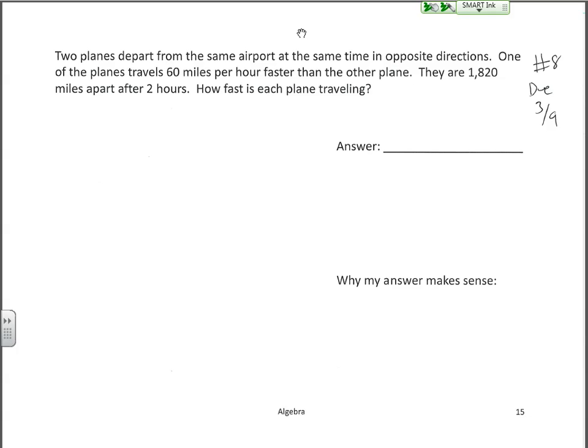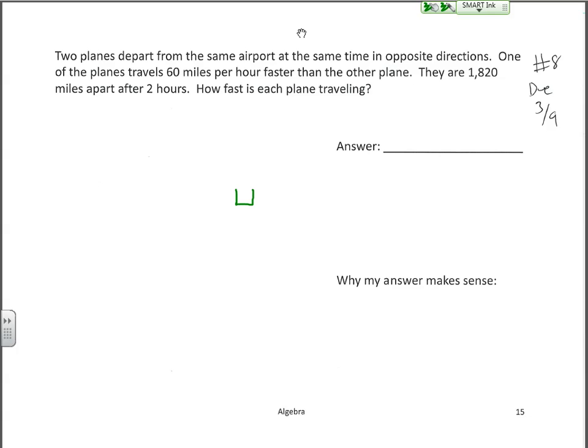So especially in algebra, if you're unsure how to start something, your two options I highly recommend are to either draw a picture or look for an equation. And for this one, we're actually going to do both. Okay, we're going to start by drawing a picture.